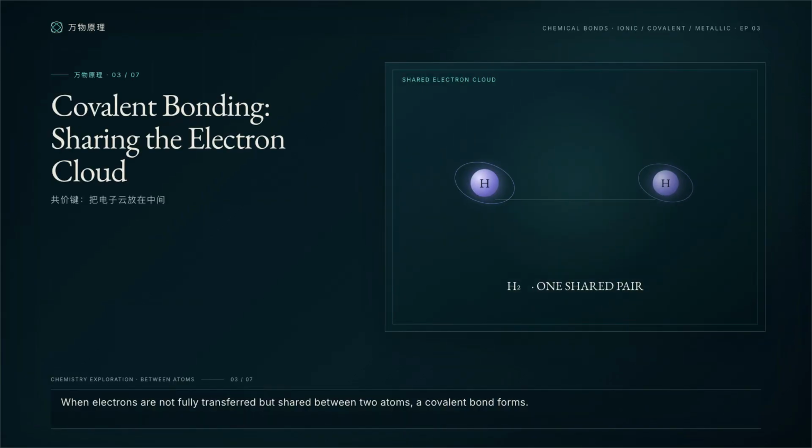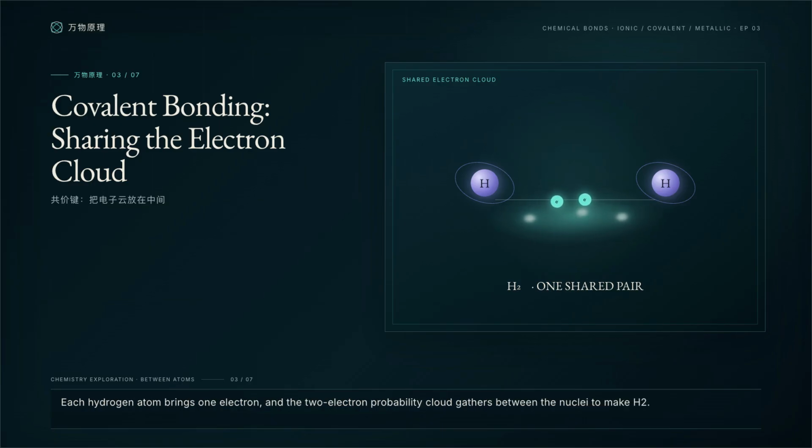When electrons are not fully transferred but shared between 2 atoms, a covalent bond forms. Each hydrogen atom brings 1 electron, and the 2-electron probability cloud gathers between the nuclei to make H2. That shared cloud attracts both positive nuclei while avoiding the intense repulsion of pushing them too close.